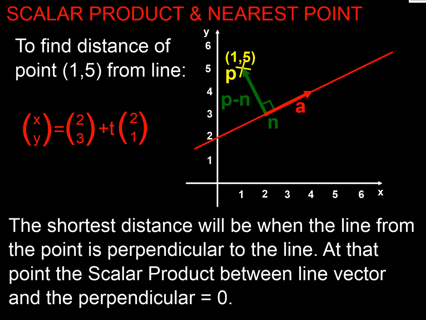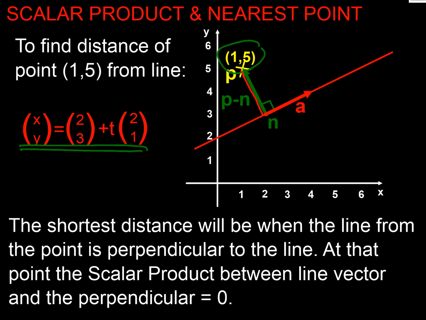So we had a look at this example in the previous video. I've got my line here, here's my line equation, and then I've got a point (1,5) here. And what I want to do is find the distance that that point is away from the line. So what am I interested in? Well, the vector that I'm going to create here is going to be at right angles to the main line vector, isn't it?